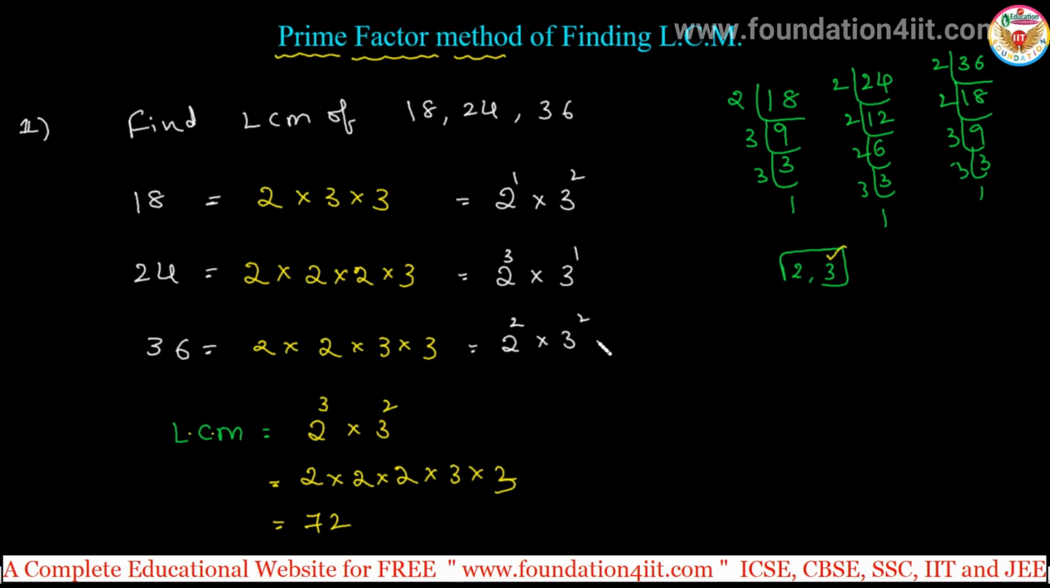Find out the common prime factors, only prime numbers you find out. For all the prime numbers, write the highest power. And you can multiply, that will give the LCM. Okay, this is the prime factor method of finding the lowest common multiple.